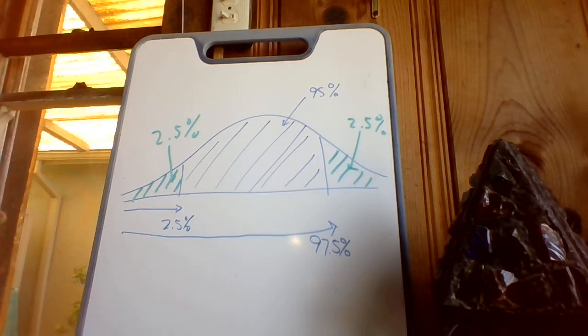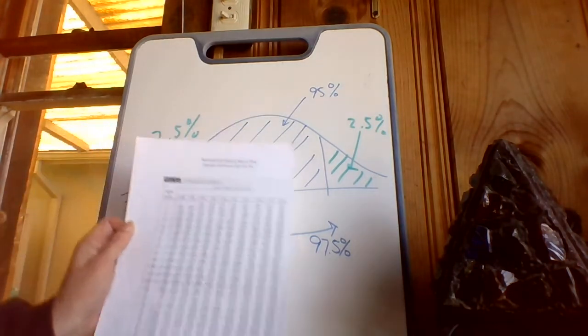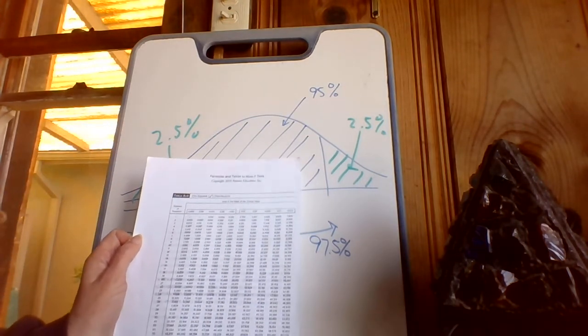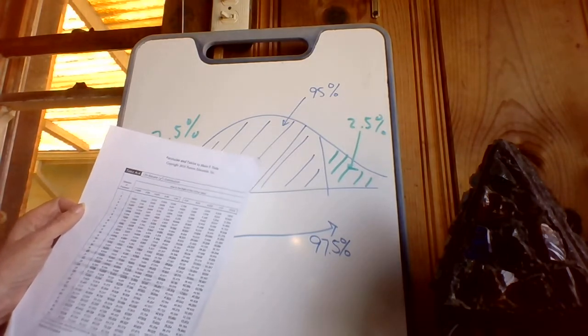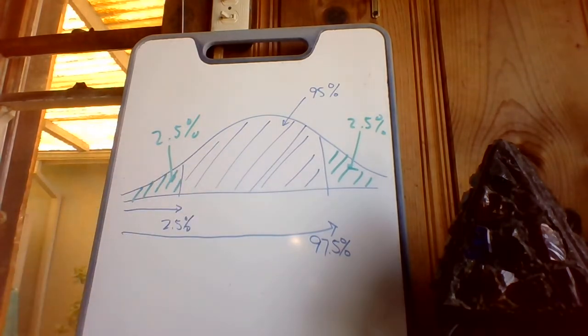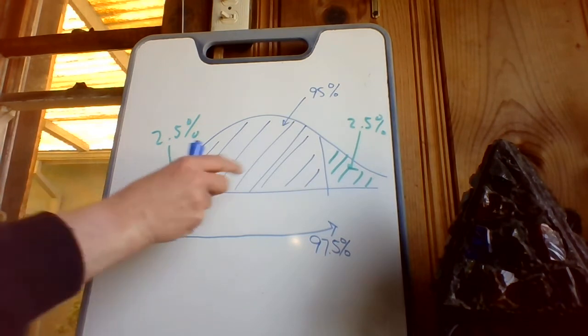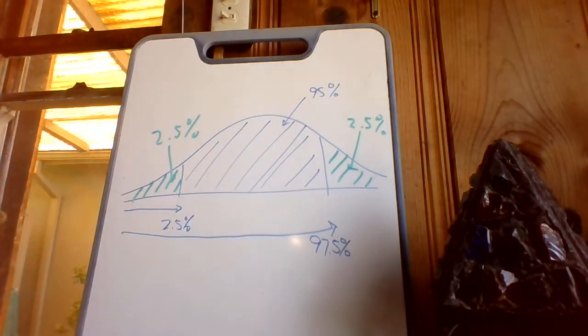Okay, so how to read this chart. I put up one of your links, the chi-squared distribution chart. That's where I am. We're going to read this. First of all, before we get to looking at the chart, this is a bell curve.